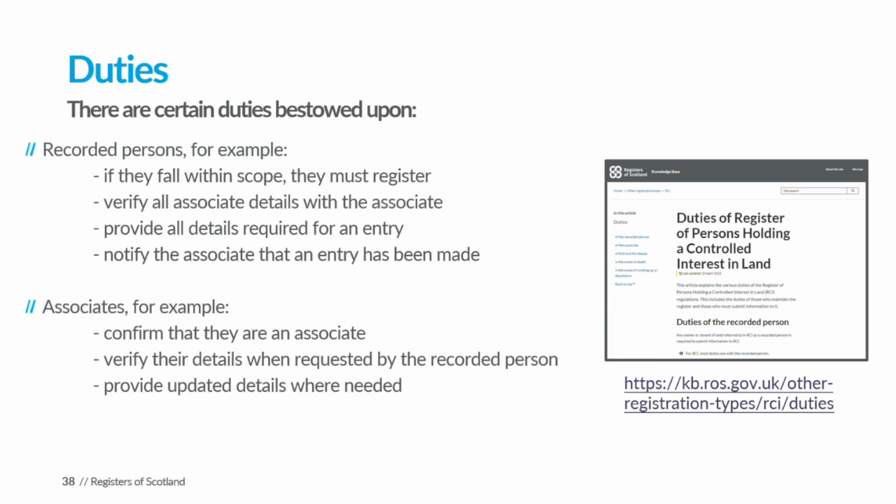Associates will need to confirm that they are an associate, verify the details when requested by the recorded person, and provide updated details when it's necessary. There are other key duties. An associate must be notified that a submission will be made in their name prior to creating an entry. We have created a template associate verification notice for this purpose online, but it's not compulsory to use this. You can use your own.